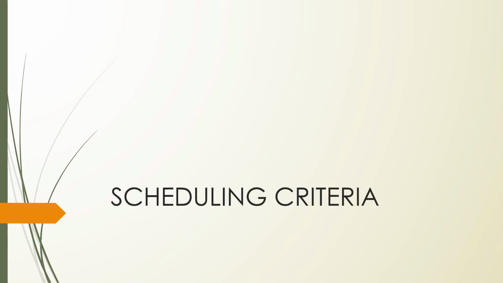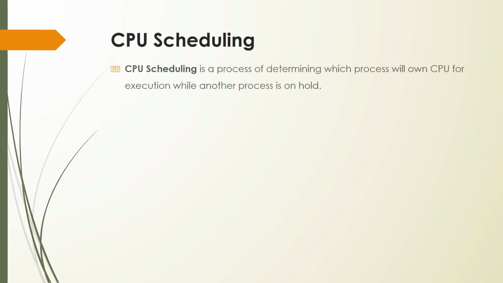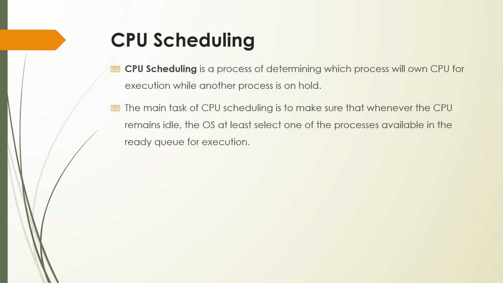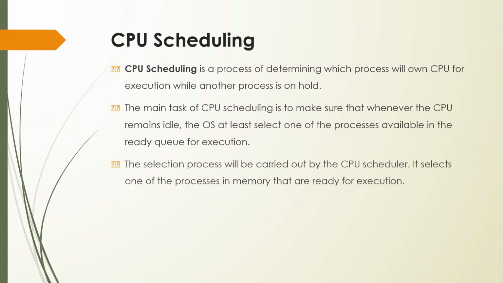Let us move on to the next topic, which is scheduling criteria. CPU scheduling is a process of determining which process will own the CPU for execution while another process is on hold. The main task of CPU scheduling is to make sure that whenever the CPU remains idle, the operating system at least selects one of the processes available in the ready queue for execution. The selection process will be carried out by the CPU scheduler. It selects one of the processes in memory that are ready for execution.